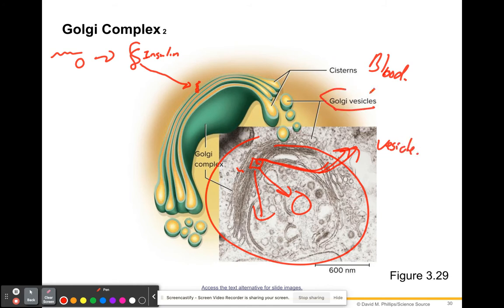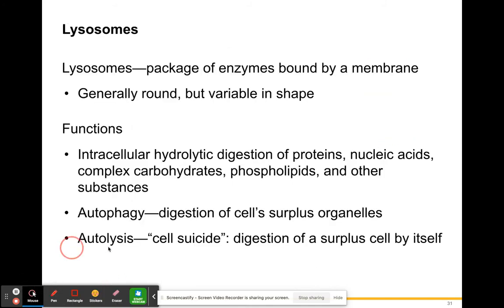Oh, it's written right there, vesicle. It's going to put this little protein in the vesicle and then send it on its way wherever it has to go, whether that's the cytoplasm, the nucleus, or the exterior of the cell. So that's what the Golgi does.